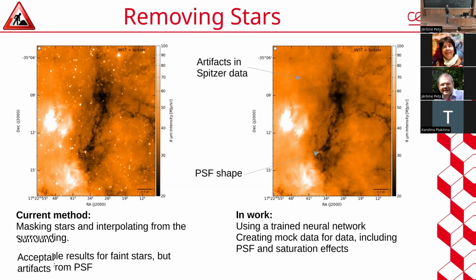So my first approach is basically just masking them and trying to interpolate from the surrounding area. However, it still leaves several artifacts, especially if you have some bright sources in here. You see the PSF afterwards. You also have in the Spitzer data some artifacts up here, and removing stars in Spitzer is a bit more tricky. So I'm also working on training a neural network to remove stars. However, to do this, I will need to create some mock data to train the neural network properly. This is something I'm still working on, and I did not finish in time to show you anything of it.